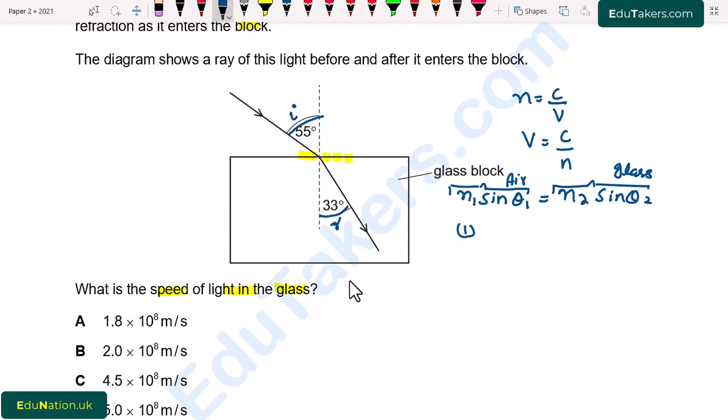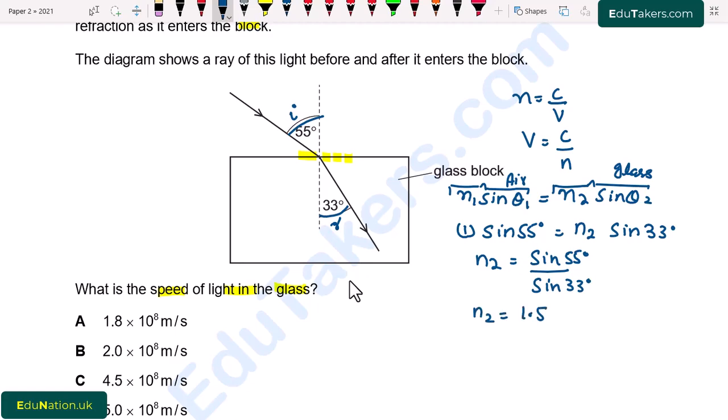The refractive index of the air is 1, and sin theta 1 is the incidence angle, so I write here sin 55 degrees. It will be equal to n2, whose value we have to find, times sin theta 2, the refracted angle, which is 33 degrees. So the value of n2 will be equal to sin 55 degrees divided by sin 33 degrees. So n2 will be equal to 1.5.